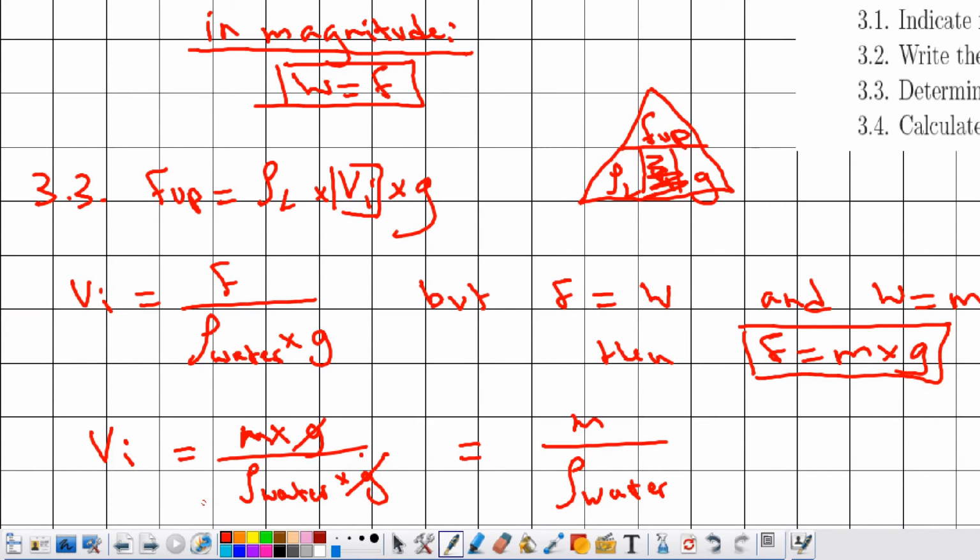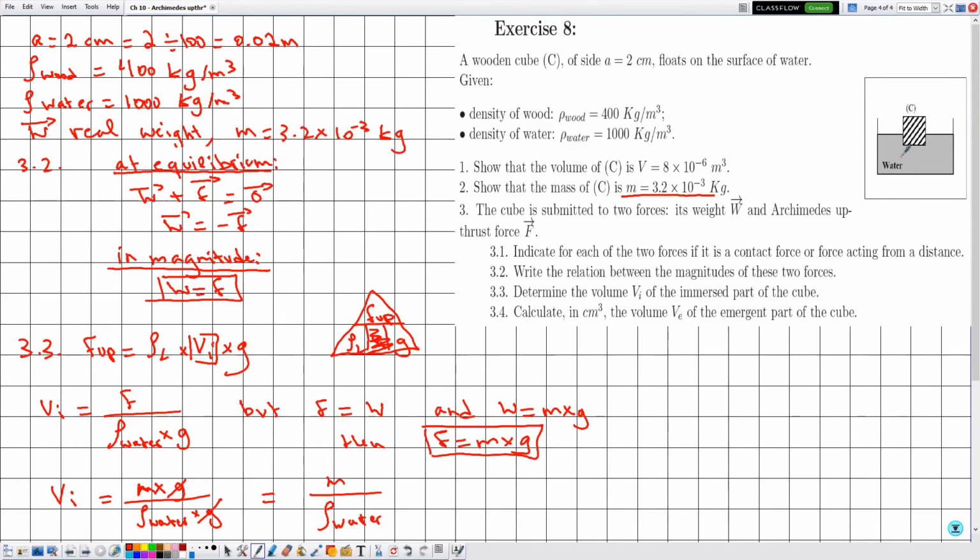they didn't give me as a given the value of G. And this means that if we perform this experiment on Earth and the same experiment on Moon, the volume of the immersed part will not change, and this doesn't depend on G explicitly.